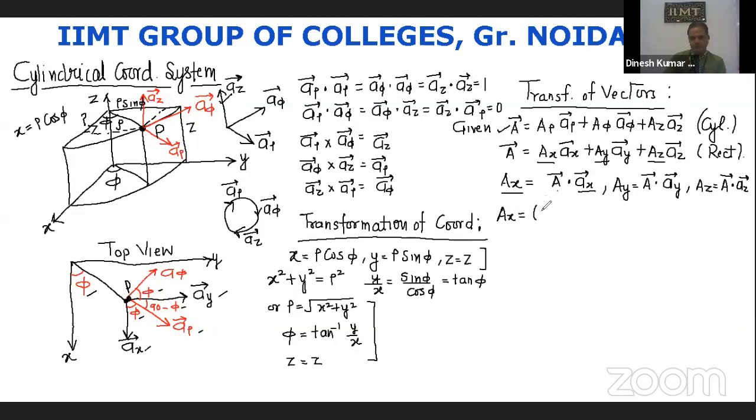So let us try to find this. Ax will be A rho, A phi, Az, dot product, unit vector ax. Similarly, Ay will be like this.